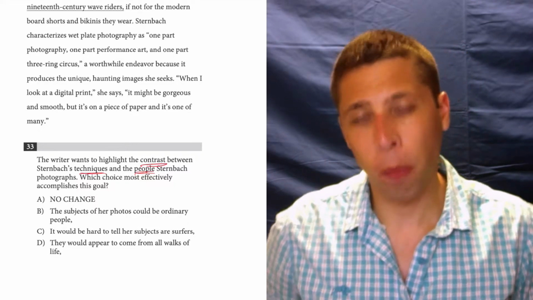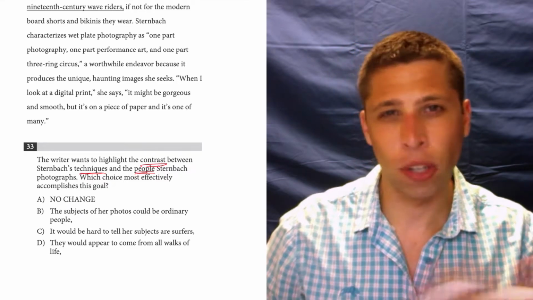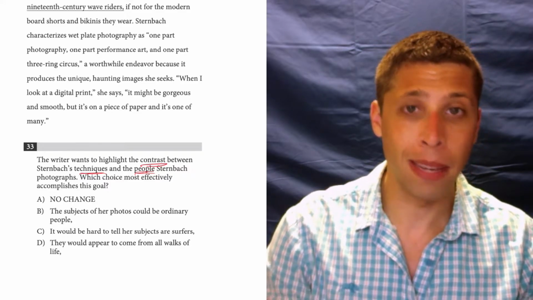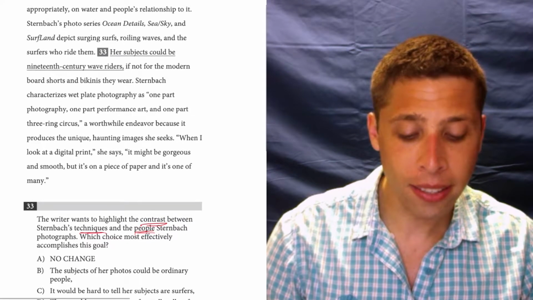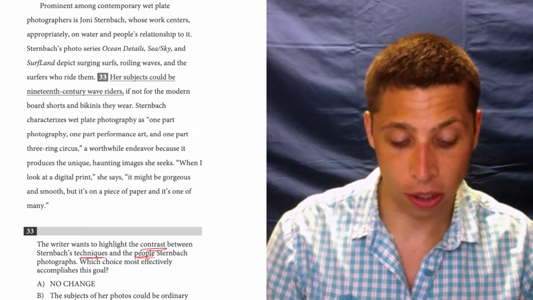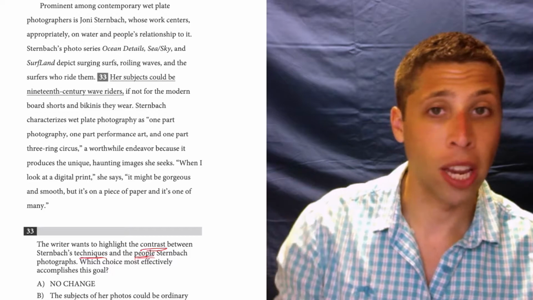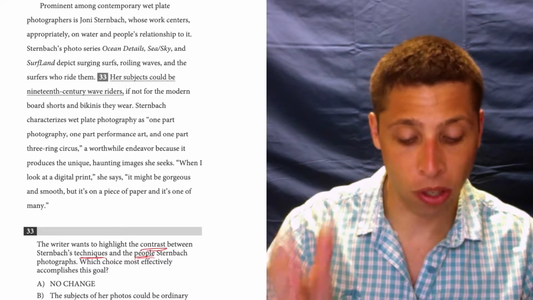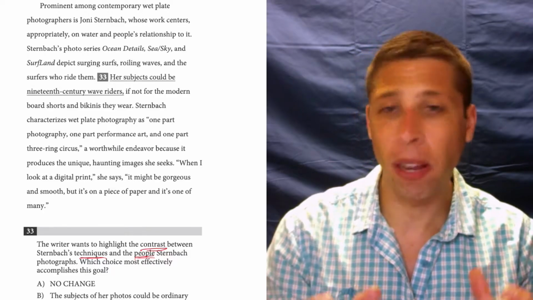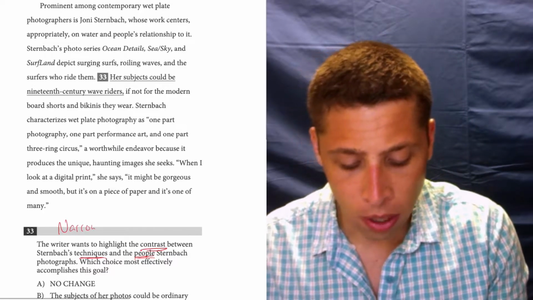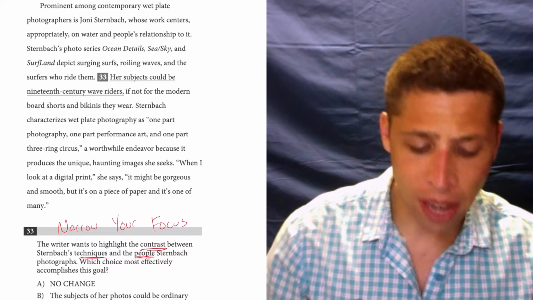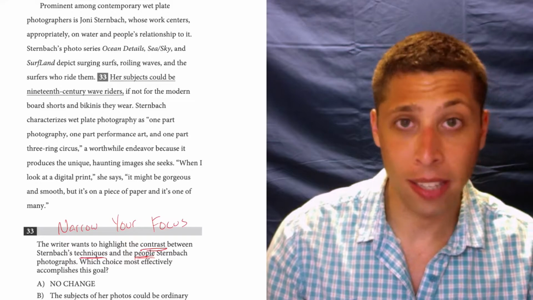So we could read this whole paragraph and try to see if that gives us any clues. It really doesn't, so I'm not going to waste your time with it, but it might be something you do. The sentence itself, though, is probably going to be the best indicator of what we need here. So the first part is going to change, so I might not even read that. I might just focus on where it starts with "if" and make sure I can narrow my focus to the key idea, right? "If not for the modern board shorts and bikinis they wear."